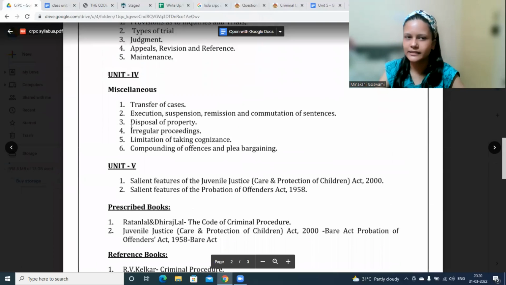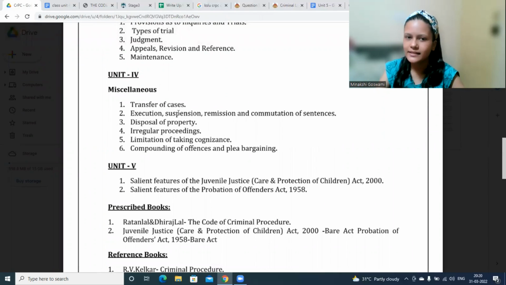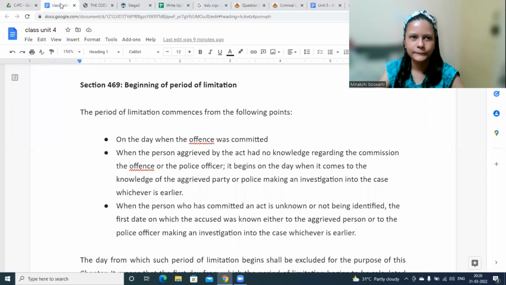Okay, and the last topic that we have from Unit 4 is execution, suspension, remission, commutation of sentences. It is not a difficult topic, but we need to know the meaning of all these 4 words. Once we understand the meaning of these 4 words, it becomes very easy for us.